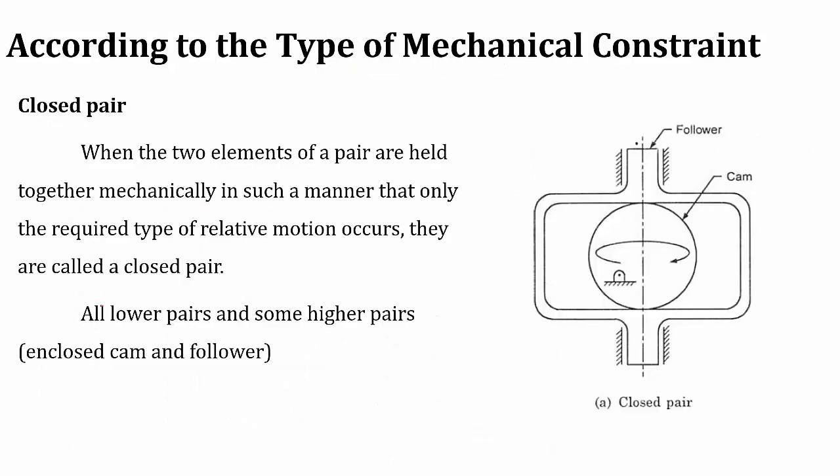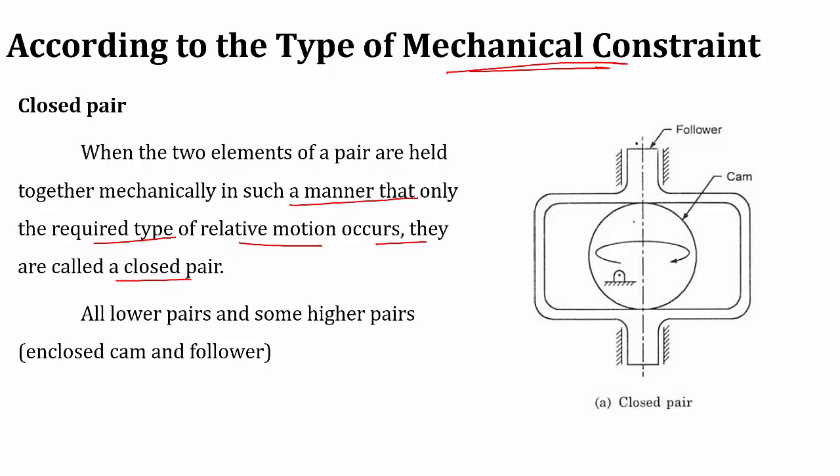Then the next classification is based on the mechanical constraint. When two pairs are held together mechanically in such a manner that only the required type of relative motion occurs, then it is called a closed pair. If only the required motion is allowed, it is called a closed pair, and no external mechanism is used to engage the two links.